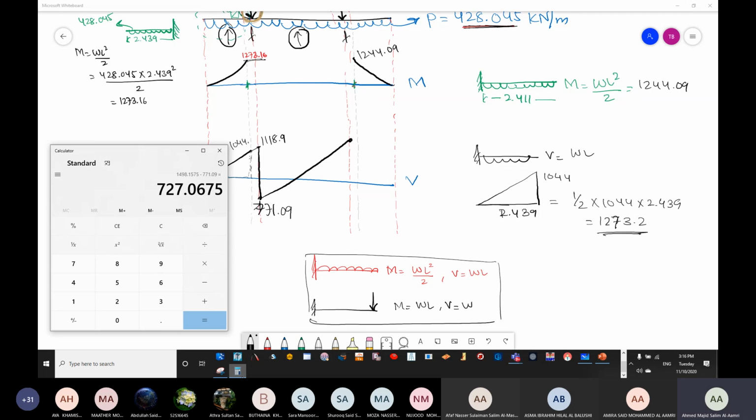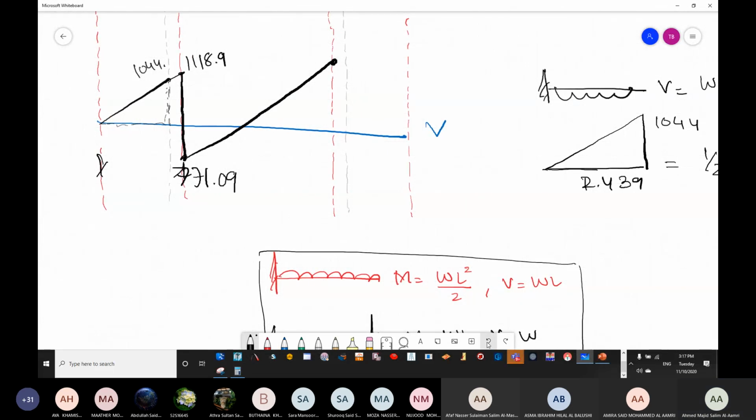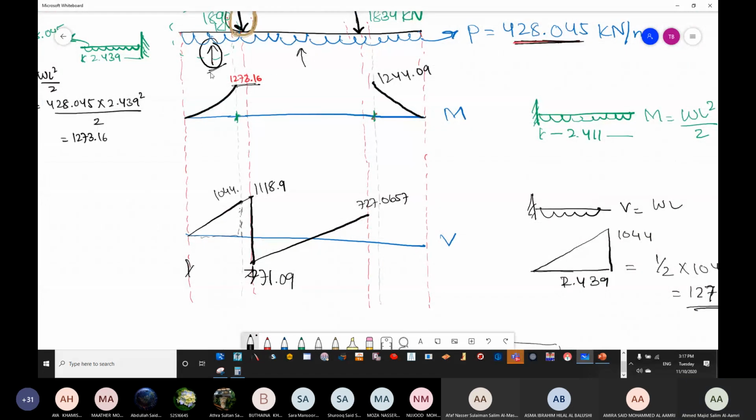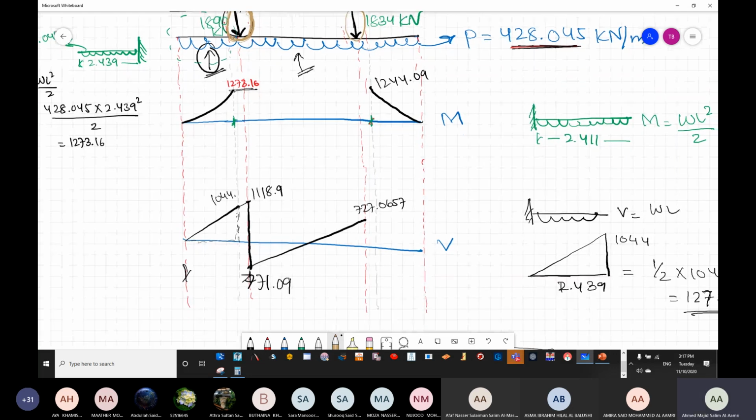This will give you a value of 727.06. So this is not to scale, but we have 727.0657. And then once again, after we finished the upward force from here, downwards from here, upward force from here, we need to go for the downward force. So the downward force is equal to how much?